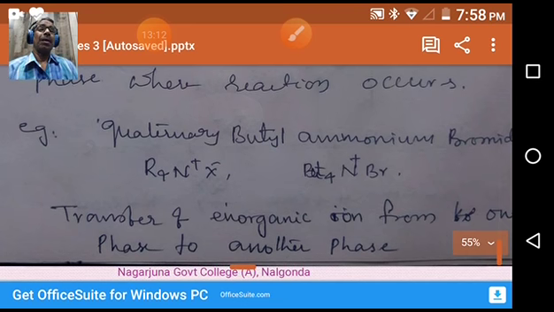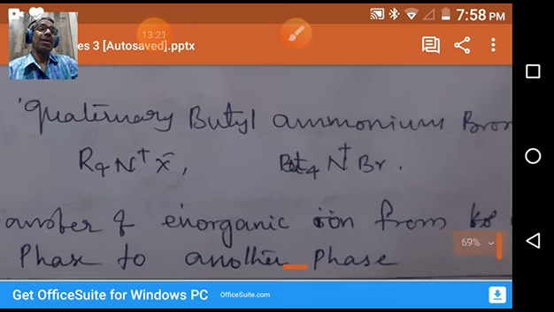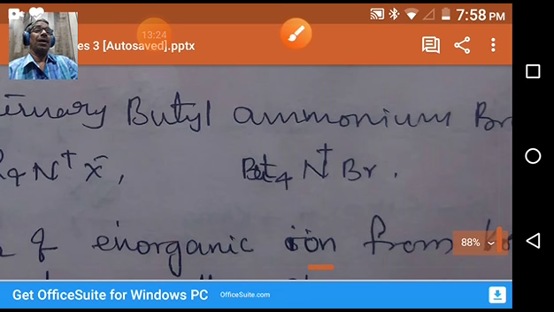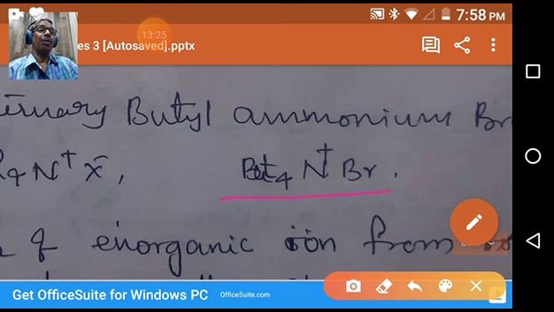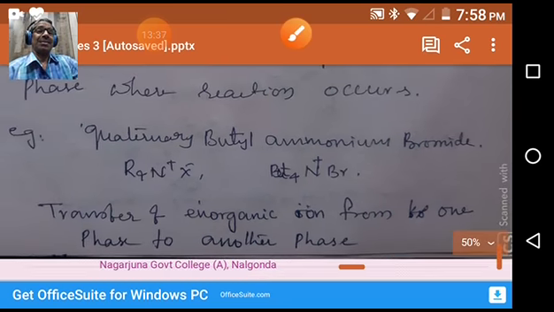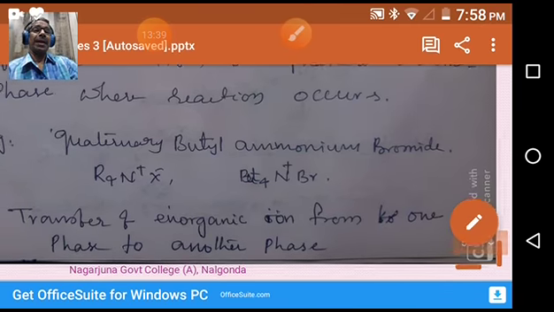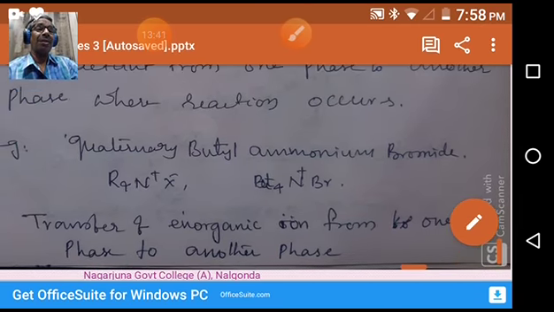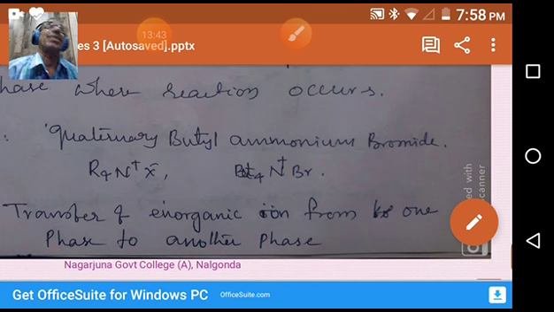For example, tetraalkyl ammonium halide is one type of example with this general formula. In place of alkyl, tetrabutyl, this one is tetrabutyl ammonium bromide, or tetrabutyl ammonium chloride, or tetrabutyl ammonium nitrate. All these are examples of phase transfer catalysts. What is happening here is transfer of an inorganic ion from one phase to another phase.